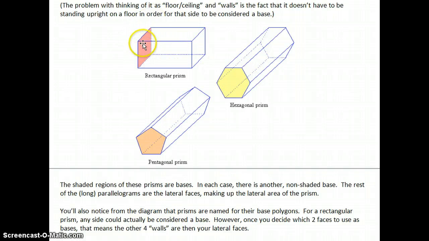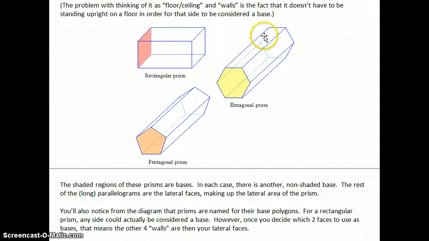But the way they have it highlighted here, they're saying no, that's the base, and this is another base, and then the long ones that go around the middle, that's kind of the lateral. That's okay. A rectangular prism will do that. With the pentagonal one, you kind of have to say, well, the pentagons would be the congruent opposite parts. These other rectangles have to make the lateral area. Same thing with the hexagon.